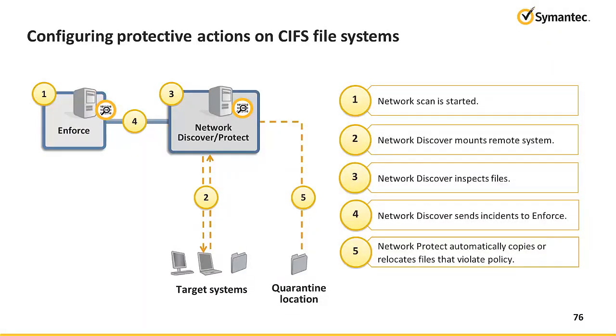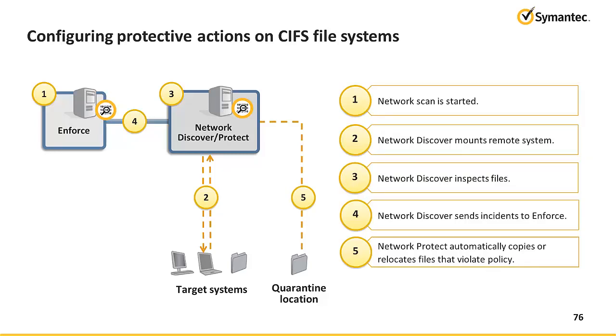Using Symantec DLP Network Protect, organizations can take protective action on data at rest found on file servers accessible by CIFS and SharePoint servers. For data on file servers, you can automatically copy, quarantine and relocate, or encrypt confidential data. For data on SharePoint servers, you can automatically quarantine or encrypt confidential data. Note that for file servers as well as SharePoint servers, automatic encryption is performed through an integration with Symantec Information-Centric Encryption, or ICE.